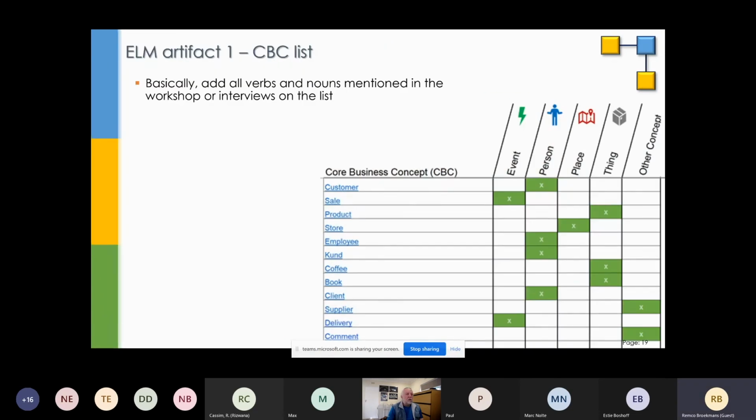Artifact 1, based upon everything I'm hearing, I'm going to just write down everything I'm hearing. Customer, sale, product, store, employee, count, coffee, book, client, supplier, delivery, command, whatever. What happens over and over when I'm doing training or a workshop, especially with the more IT-driven people, is that they say, wait a minute, we have customer, sale, product, store, employee, count. Wait a minute, a count and a customer is the same. So you know what? I'm not going to write down count, because it's just a customer. Oh, client is also added. You know what? It's also a customer. Coffee and book? Well, they're just products.